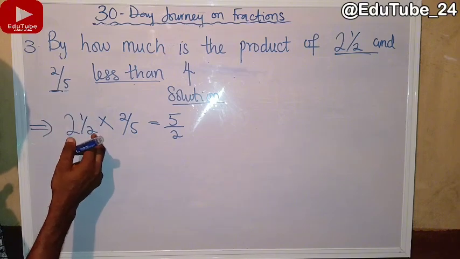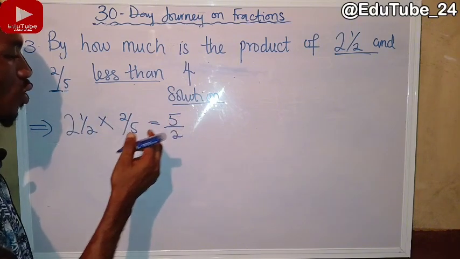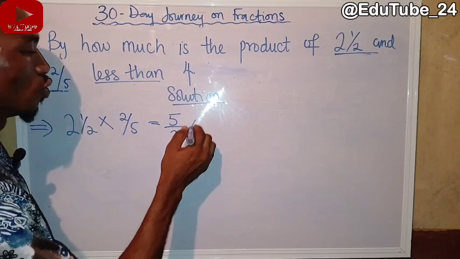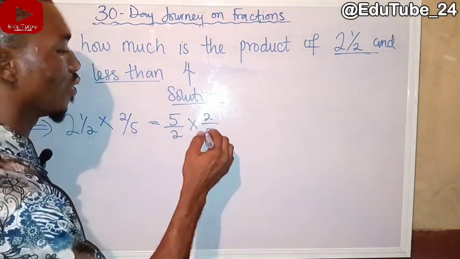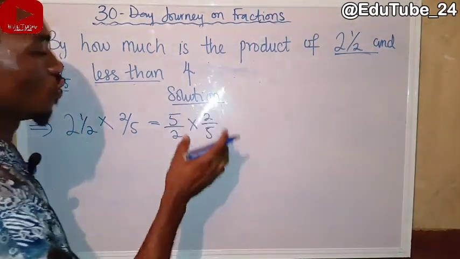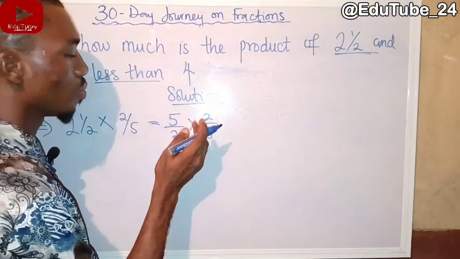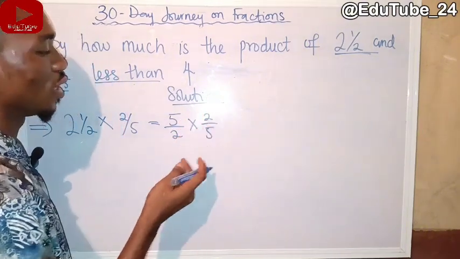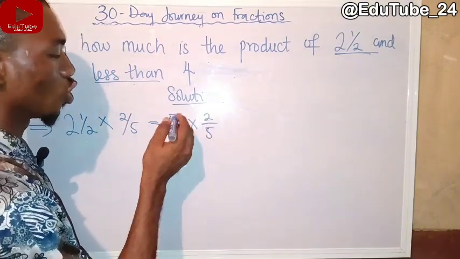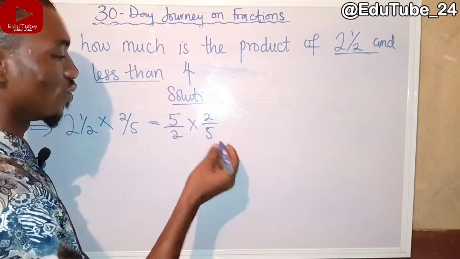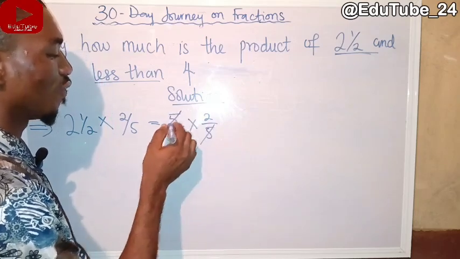So 2 times 2 gives you 4. 4 plus 1 gives you what? 5 over 2. So 5 over 2 times 2 over 5. Now in a situation like this, when you have a fraction multiplying a fraction, you find their common factor. So the common factor of 5 and 5 is 5 itself. So 5 will cross out 5, 5 will cross out 5.